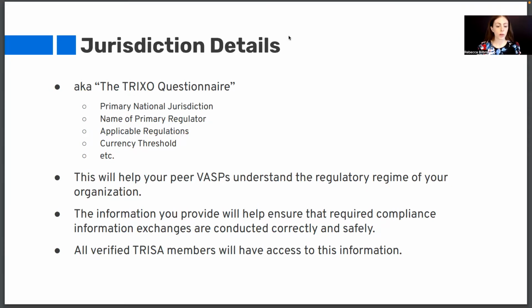Your jurisdiction details include primary national jurisdiction, name of primary regulator, applicable regulations, and currency threshold. These details will help your peer VASPs understand the regulatory regime of your organization. The information you provide will help ensure that required compliance information exchanges are conducted correctly and safely. All verified TRISA members will have access to this information.